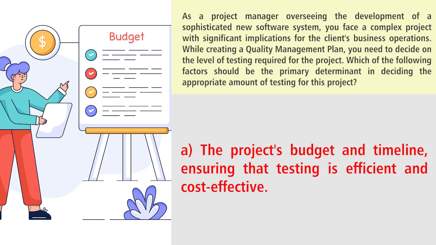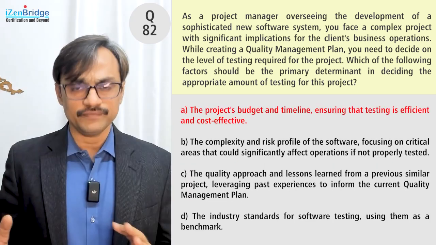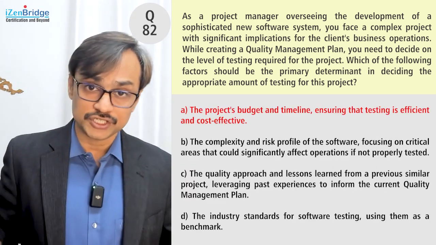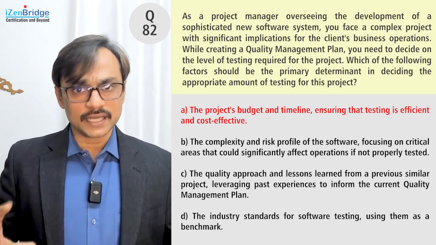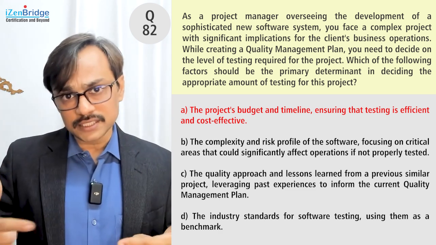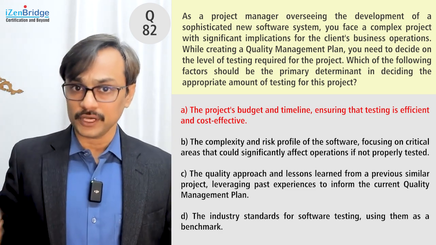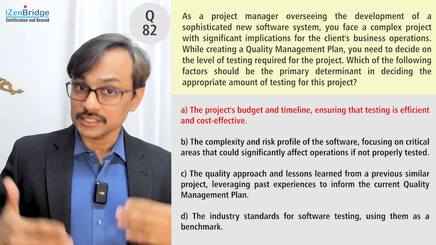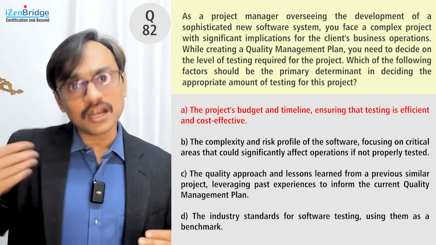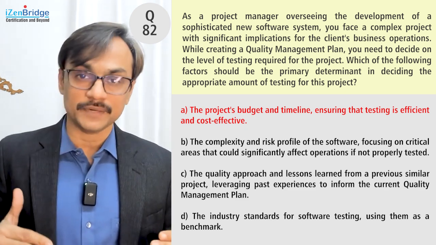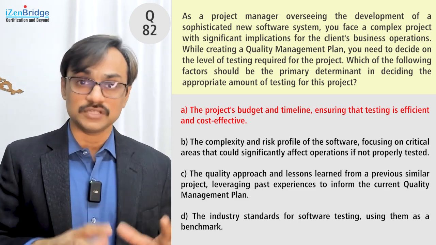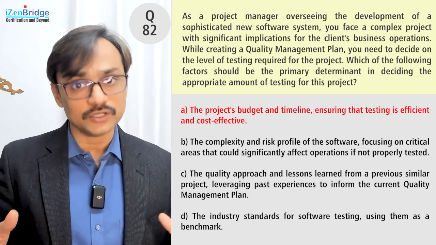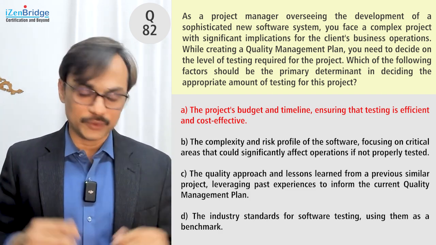Option A, the project budget and timeline, ensuring that testing is efficient and cost effective. I definitely need to consider the budget, but should I decide the rigor of testing just based on budget? May not be a good idea. Yes, there could be a limitation which we need to consider, but we may not start from the budget. We may get limited by the budget. We probably need to start with something else which is more specific to the project work we are doing.